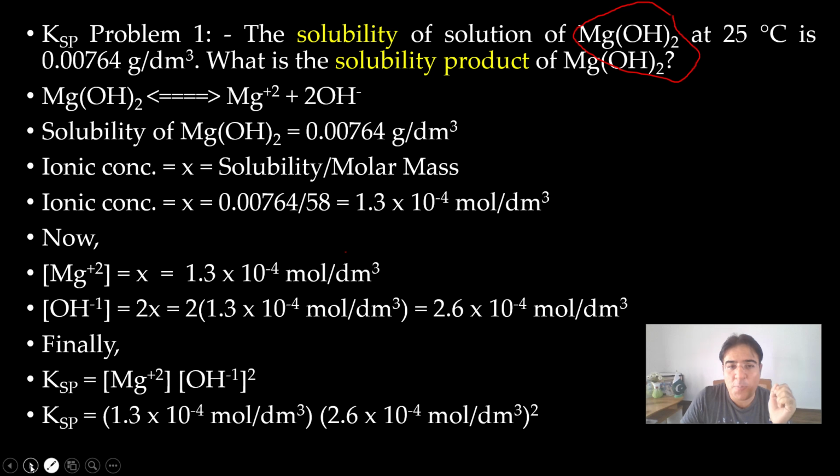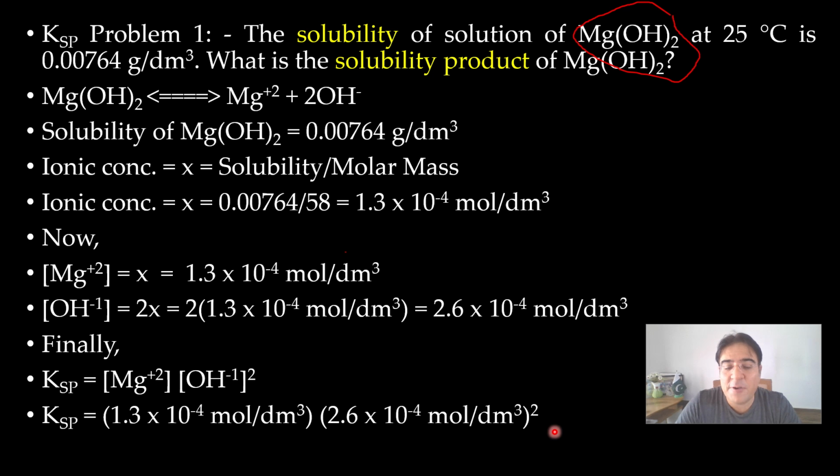Where there is Mg2+, simply X, 1.3 × 10^-4 mol per dm cube. Where there is 2X, we put the value of 2X, 2.6 × 10^-4 mol per dm cube, whole power 2. Now when you solve it, you have the answer.